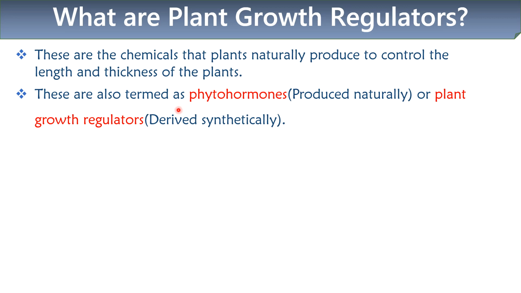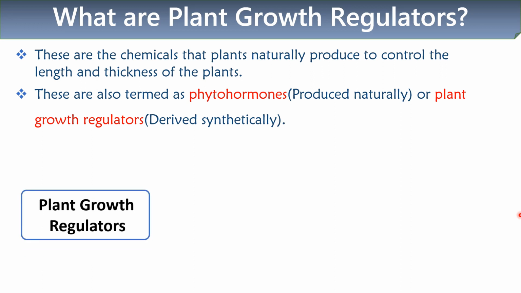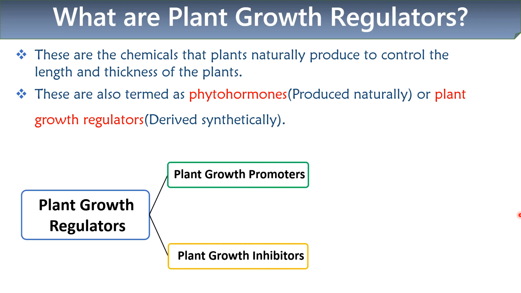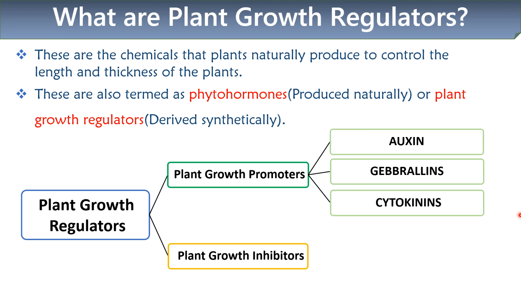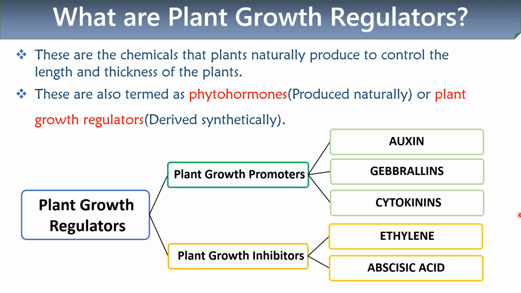PGRs can be found naturally, known as phytohormones or plant hormones, or can be derived synthetically, known as plant growth regulators. Based on the action of phytohormones on the growth behavior of plants, these are divided into two categories: plant growth promoters and plant growth inhibitors. Hormones that help in growth of plants are known as promoters. In contrast, hormones that restrict the growth process are known as inhibitors. Auxin, gibberellins, and cytokinins are kept under class plant growth promoters. Abscisic acid and ethylene are kept under plant growth inhibitors.